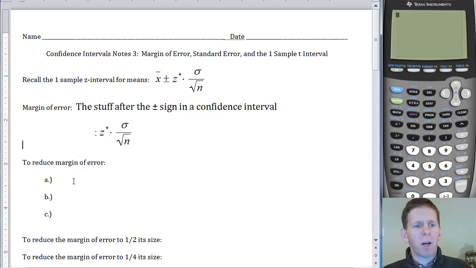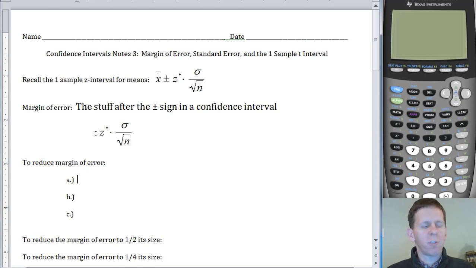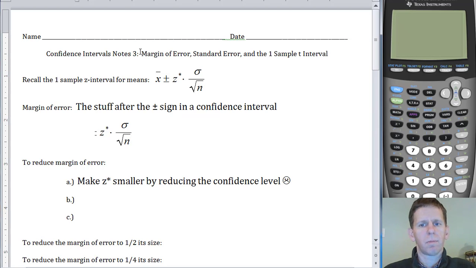There are 3 ways we've talked about to reduce the margin of error in this type of problem. The first thing that we can do is we can make z star smaller by reducing the confidence level. This gets a frown. Ideally, it's nice to reduce the margin of error, but we also don't want to make that happen by reducing our confidence. We want to be very confident in our answer. That's usually not something we want to do.